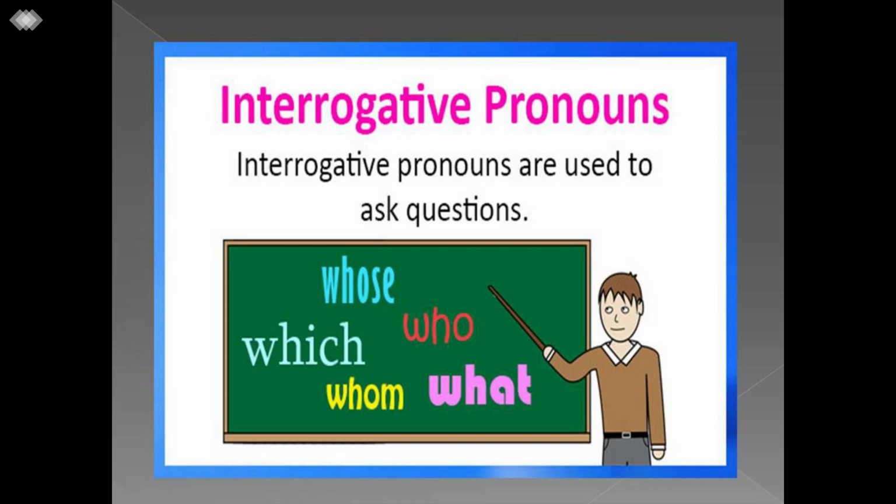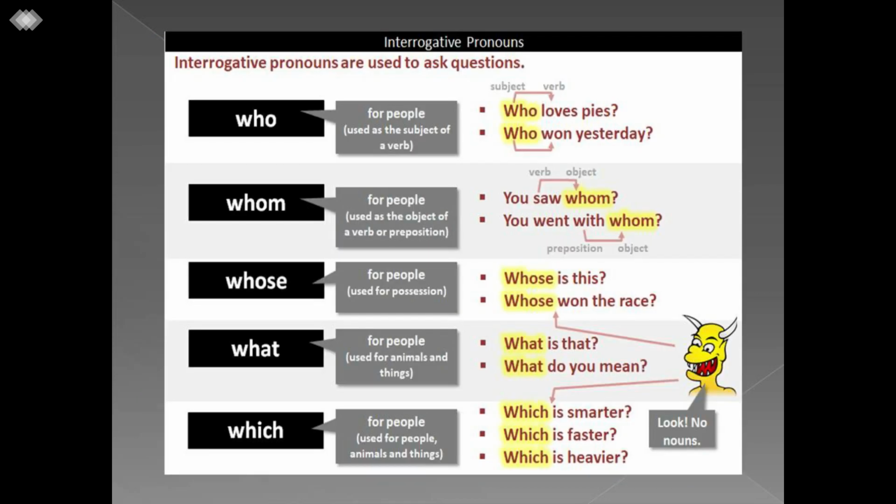Each word used as an interrogative pronoun is used to ask a very specific question, or something which is indirectly being asked. Words like who and whom always refer to people. Let's talk about the usage of these words in a sentence. Whenever we use who, we use it for people and it is used as the subject of the verb. For example, who loves pies?